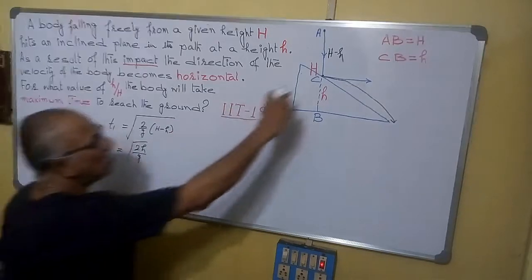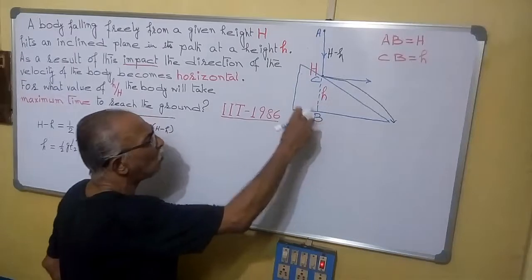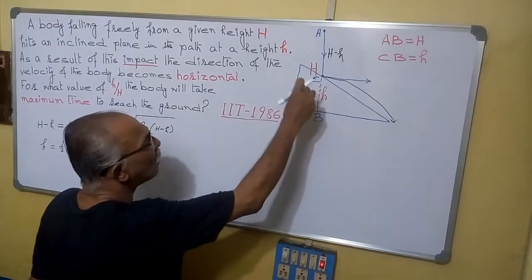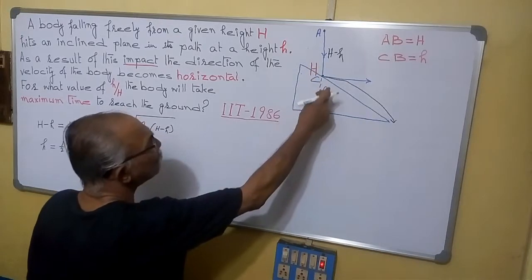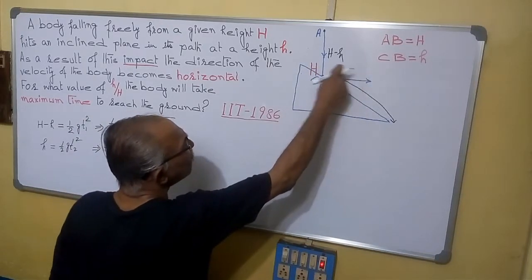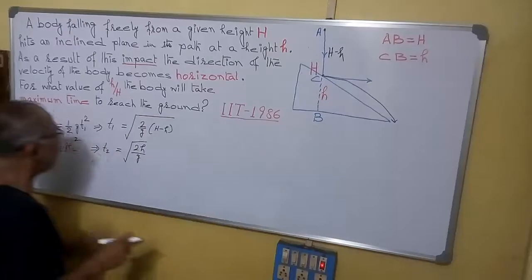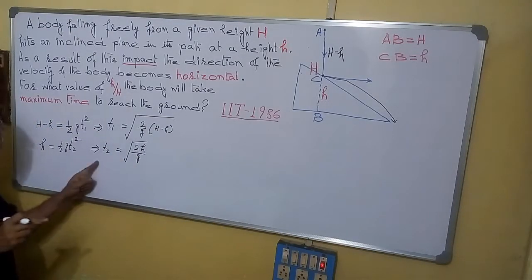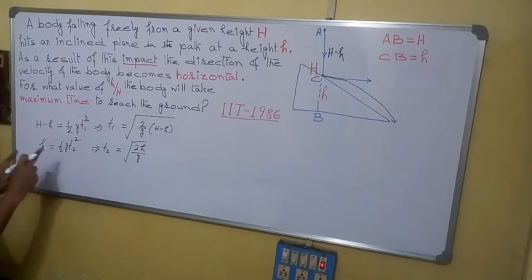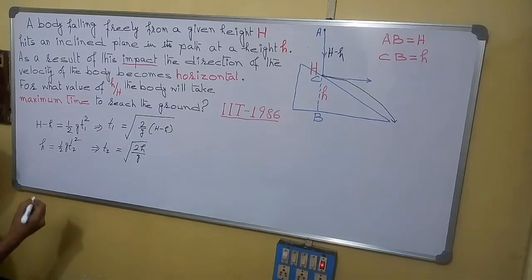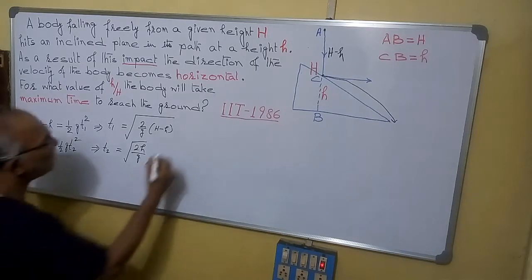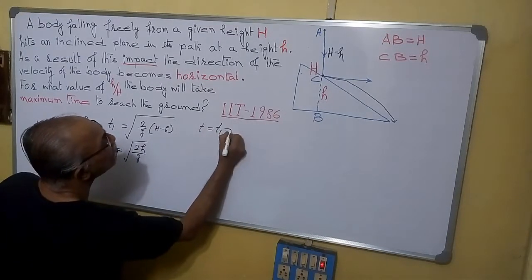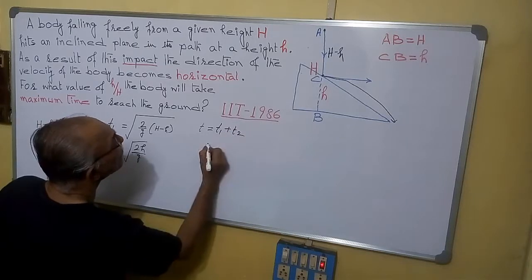Getting it? Here it is falling downwards only due to its vertical motion, where the vertical velocity is 0 because its total velocity is converted into the horizontal direction. This is the important aspect of this sum. This part you have to understand. Now, the total time taken t equals t1 plus t2. This is the total time taken.